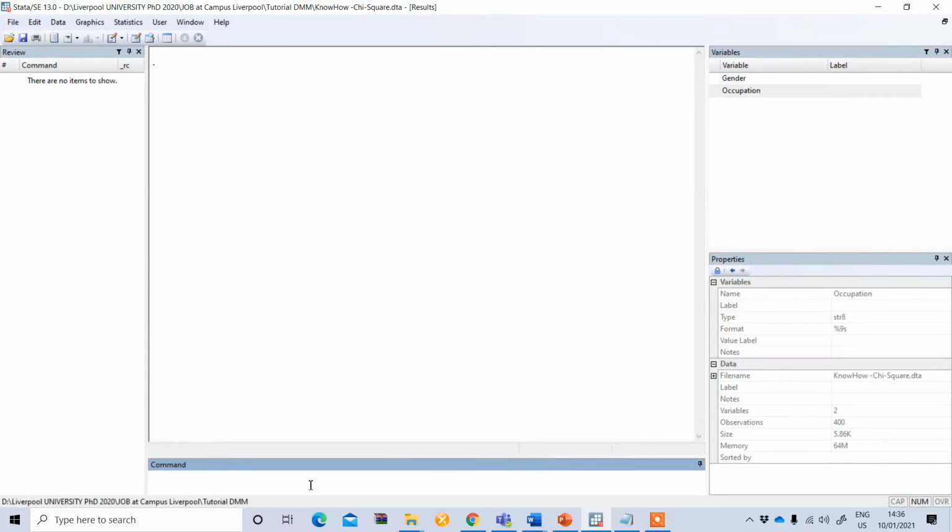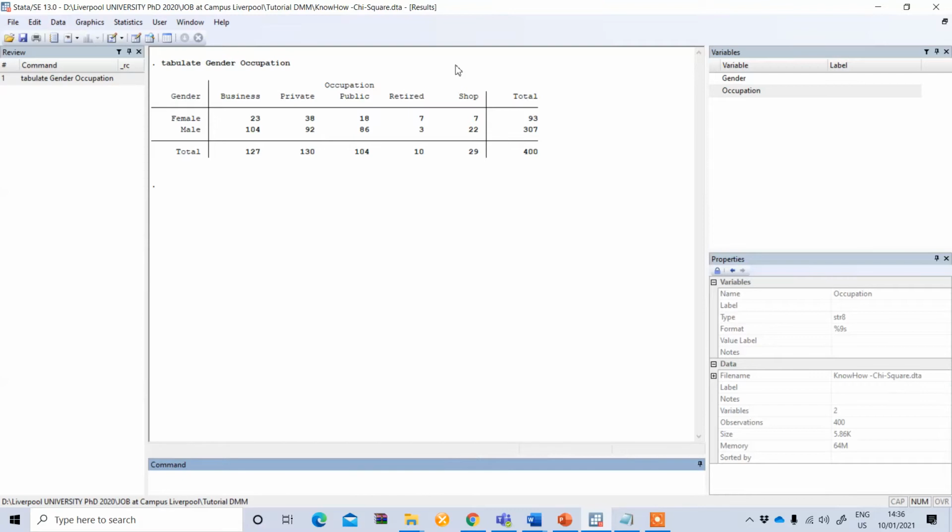To perform cross tabulation, you need to type tabulate. So in the command option, I have written tabulate, and then you need to put your variables. So it is gender and occupation, and press enter. So you can see the output of this cross tabulation. You can read this table column wise, or you can read this table row wise.